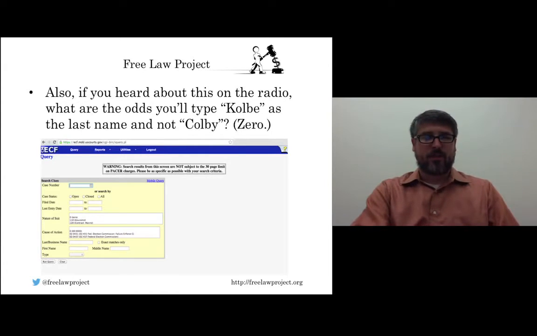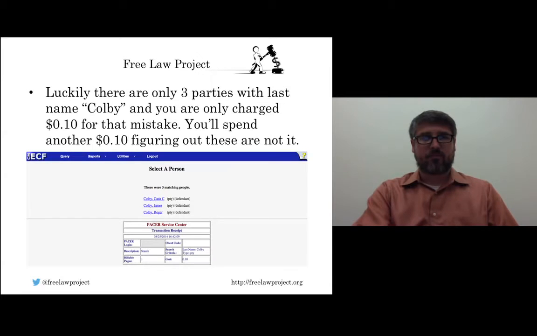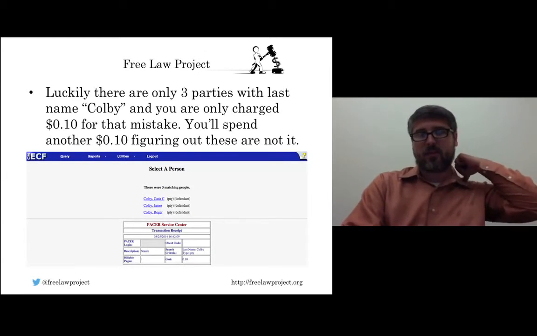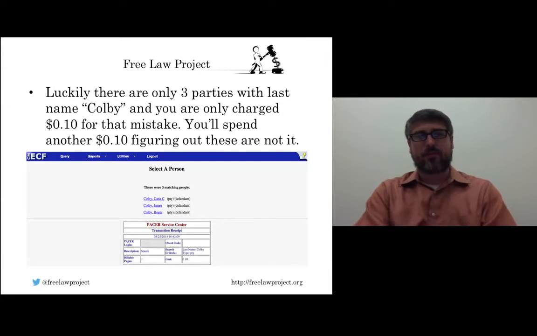I'll show you real quick. If in that last business name field we did type Colby, actually with a C, we get somewhat lucky that there have thus far only been 3 parties in the District of Maryland with that last name. And so I get charged 10 cents for that initial set of results. And note, this transaction receipt showing that I was charged 10 cents always appears after I've already been charged, except for when we get to documents a little bit later.